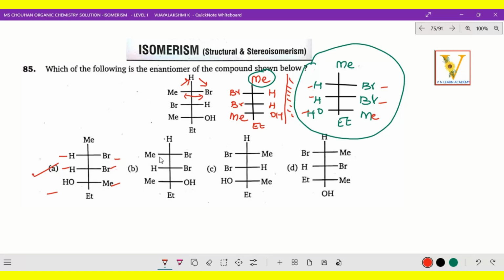Let us check B. Here Me, H, Me. No, this will not be the correct option. And here Br, here Br. No, this will not be the enantiomer. Right, now this also will not be. So which is the correct option? Option A is the correct option. See, we have to find according to those interchanges and find the pair. That's all for the enantiomers. Right? You got it? Come on, let's go to the next question.